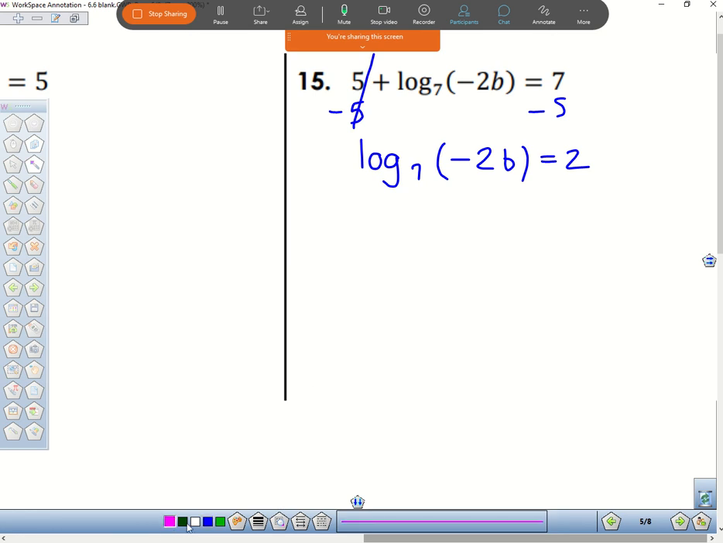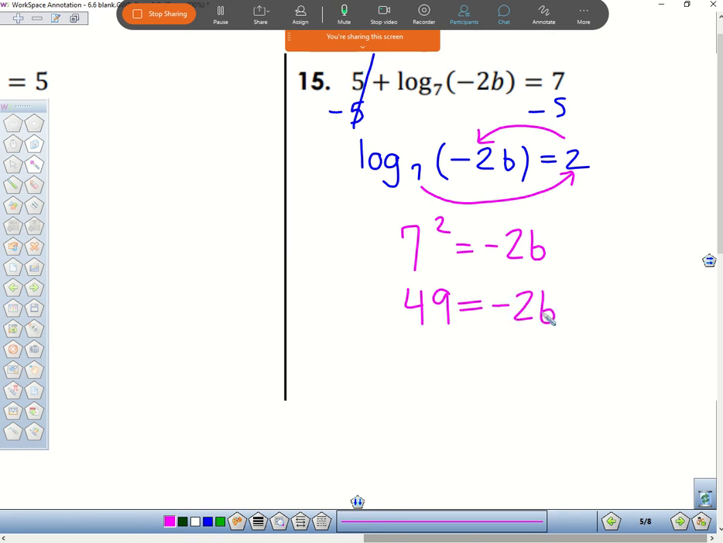Once you have that, you're going to use the arrow method. Do you remember the arrow method? Yes. So it's going to be 7 squared is equal to negative 2b, which is 49 is equal to negative 2b. So to find b, I would just divide both sides by negative 2. And b is going to be equal to negative 24.5.